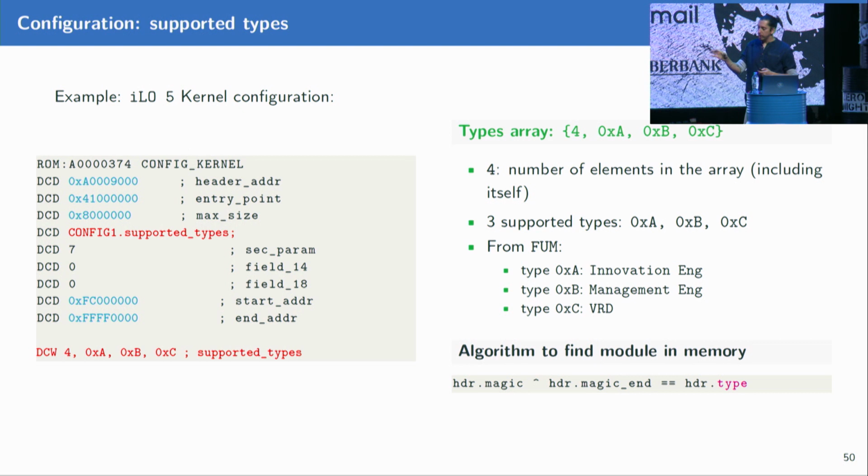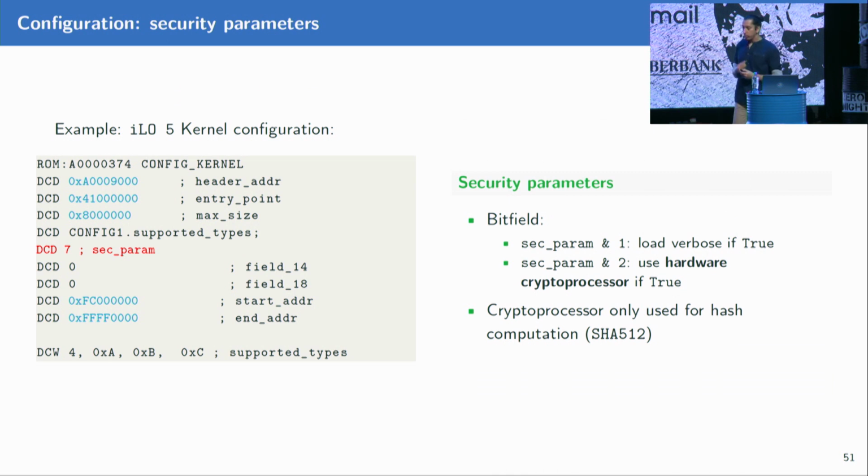Speaking about the types, parsing the array is quite simple. In this kernel configuration, we have 3 possible types that can be loaded, A, B, and C, and from a few modules we can have the description of these different types. Another very important field of this kernel configuration is the security parameter. Actually, 2 bits are more important than the others. The first one tells you if the boot will be verbose or not, and the second one will tell you whether or not you use the hardware crypto processor. This crypto processor is only used to compute the hash of the module for integrity.